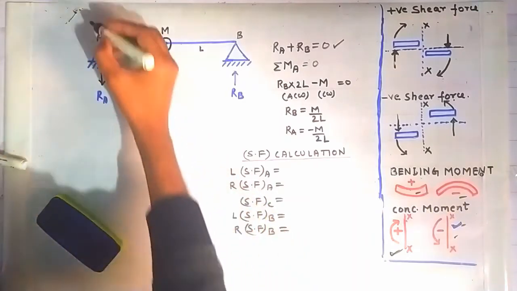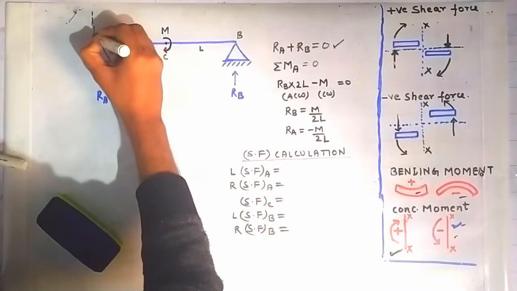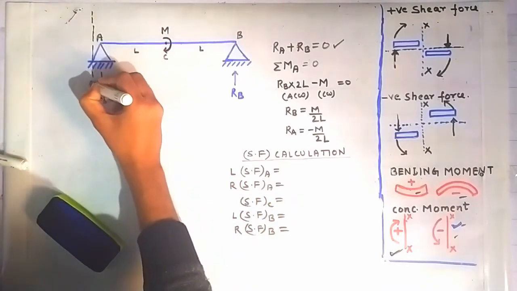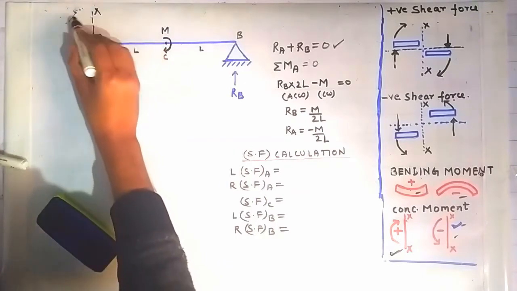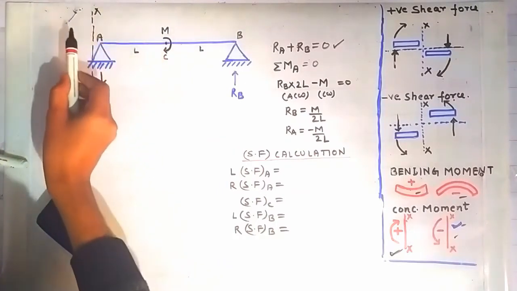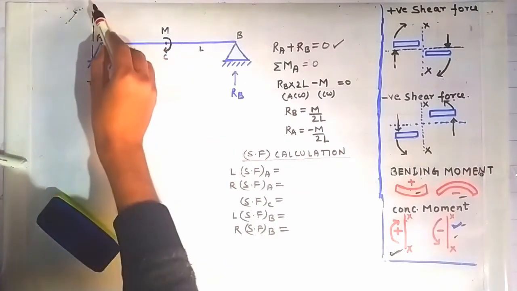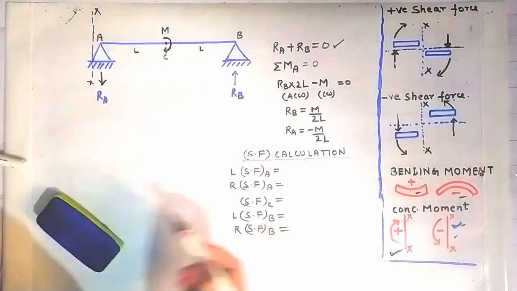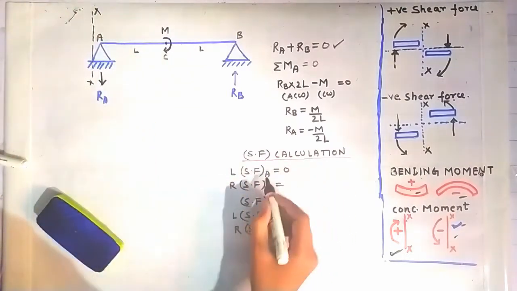So let us find out the value of the shear force on the left side of the point A. For that we have to construct a section here on the left side of the point A, and looking on the left side of this section you can find that there is no force or moment acting that will contribute to a shear force about this section XX. So the value of shear force on the left side of the point A is 0.